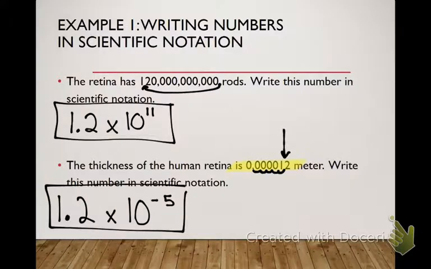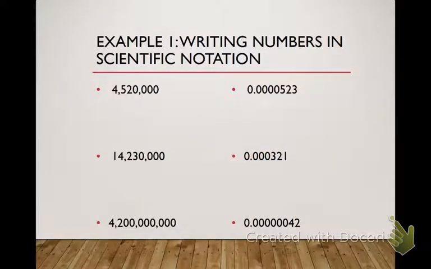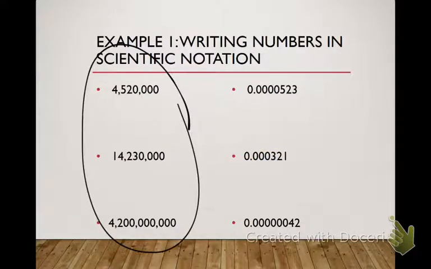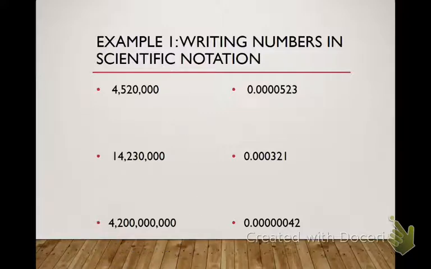All right, so now let's do some on our own, okay? I want you to do the first three. These are obviously all very large numbers, so they will have positive exponents. Write the number in scientific notation. So the first one, 4.52 times 10 to the 6th power. Who got it? 10 to the 6th power, 4.52.